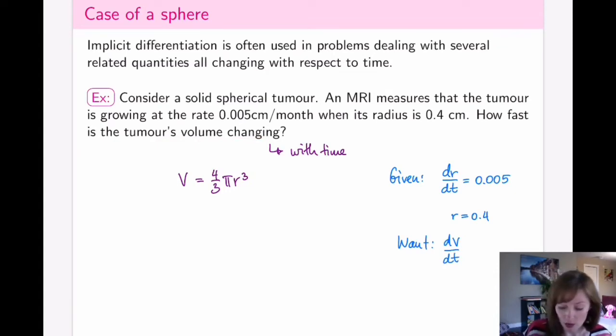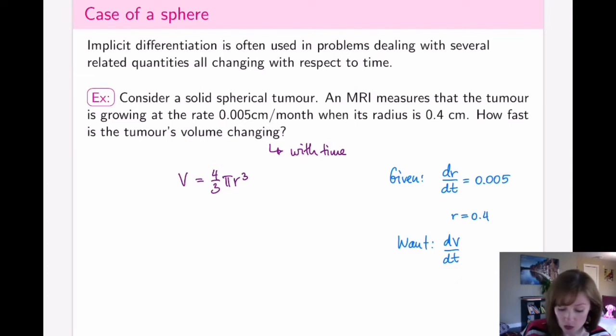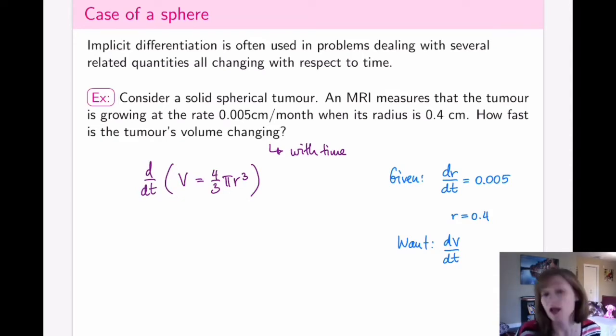Great. Now I have this expression here. All of the things that I am given and asked for are derivatives with respect to time. So I'm going to take a derivative of this relationship with respect to time, keeping in mind the implicit differentiation fact, and that is that this volume is itself changing with respect to time, and this radius is itself also a function of time. Okay, so taking the derivative one piece at a time, the derivative of volume is just the derivative of volume.